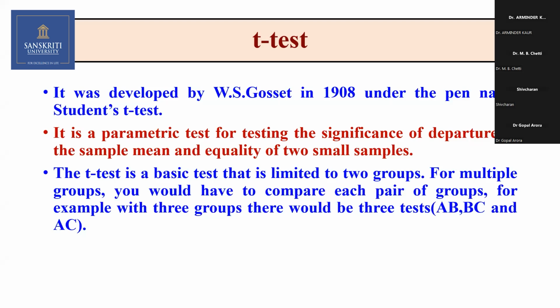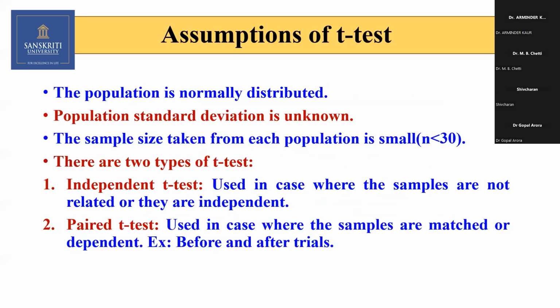So there are three things. One is single sample, then independent sample t-test, and paired t-test. So I'll be talking about that. The assumption is that the population standard deviation is unknown and we are going to calculate it, and the sample size from each population is small, that is up to 30. Then independent sample t-test or paired t-test.